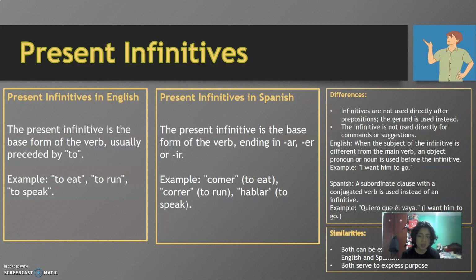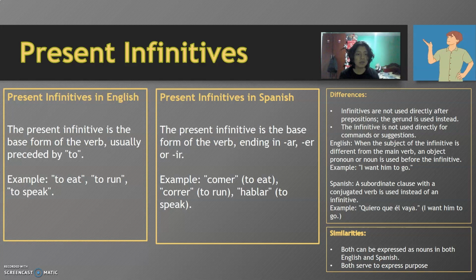For example, to eat, to run, to speak. And the present infinitive in Spanish is the base form of the verb ending in -ar, -er, or -ir. For example, comer, correr, hablar, and other examples. The difference is that infinitives are not used directly after prepositions. The gerund is used instead.